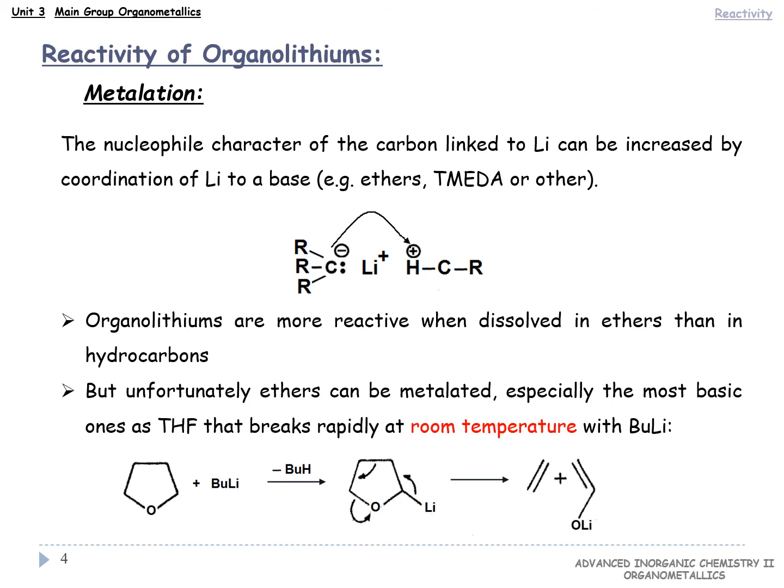They are more reactive when dissolved in ethers than in hydrocarbons. But unfortunately, ethers can be metallated, especially the most basic ones, such as THF, that breaks rapidly at room temperature with butyl lithium. The oxygen atom weakens the carbon-hydrogen bond in alpha position, which makes the corresponding proton accessible for the protonation. Anyway, many reactions can be carried out in ethers and take place faster and with better yields than in hydrocarbons.